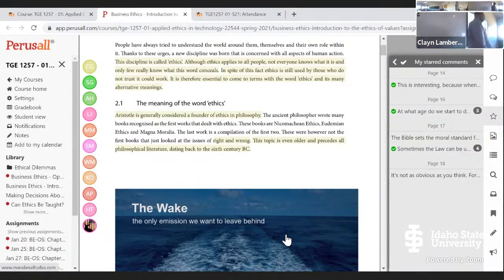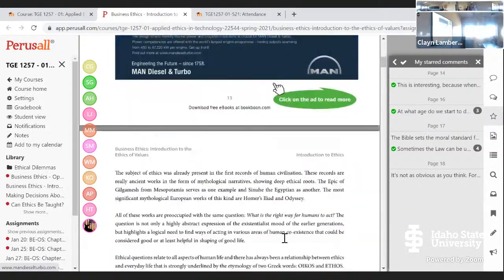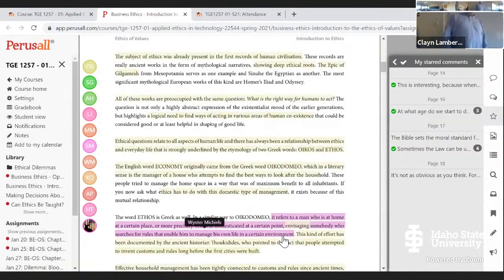Okay, so let's begin by talking about the word ethics. What I thought was interesting was the book basically said that this concept comes from two different words. Comes from the word economy, right? Well, one of them is economy. Oikos and ethos. So let's start there. Let's talk about what the author was trying to talk about with this. Would anybody like to start?